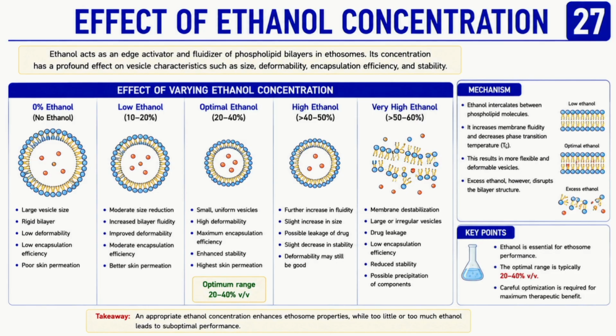Therefore, the relationship between the ethanol concentration and the permeability is usually not simply linear. In formulation development, an optimum ethanol concentration must be identified experimentally. This is a classic example of why pharmaceutical formulation is an optimization problem rather than a simple ingredient selection exercise.